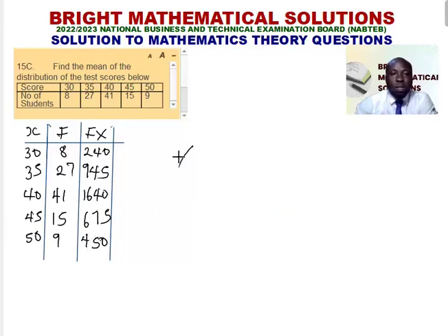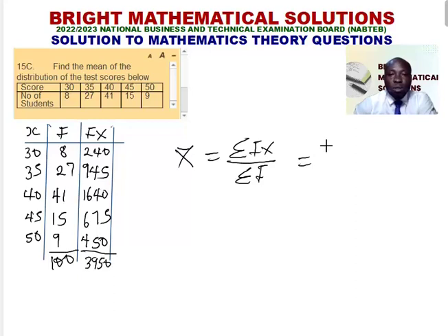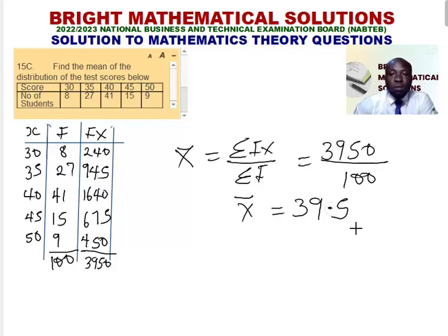So to find the mean, it is x bar equals summation fx all over summation f. So we are going to calculate this, and that will be our summation f. If we calculate this, it gives us 100. If we calculate this fx, this gives 3950. So we're going to just substitute 3950 divided by 100. So our x bar is 39.5.